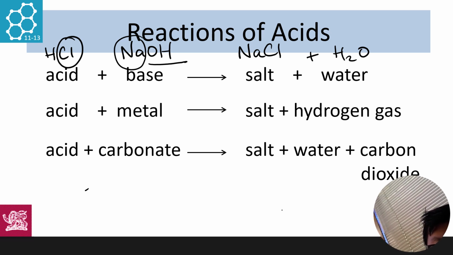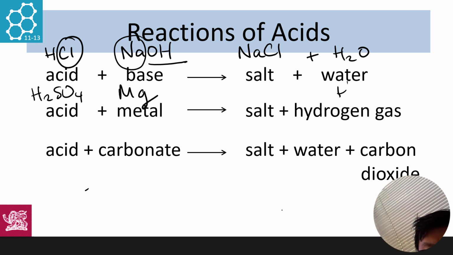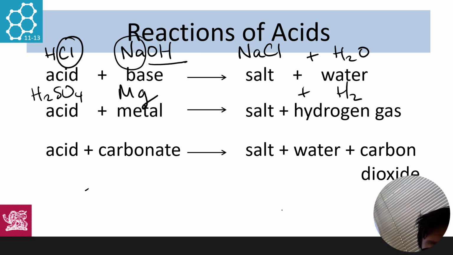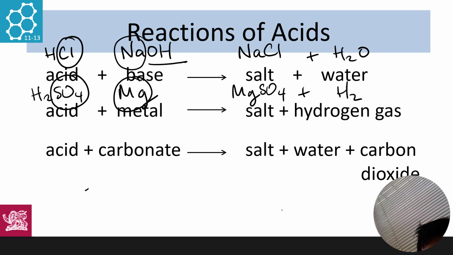Okay, so let's use a different acid. Let's use H2SO4. What metal? Let's use magnesium. Hydrogen gas is just H2 in its molecular form. It's always H2 in its everyday form. So the salt would be the metal, and the other bit of the salt will be the part that's not the protons from the acid. And I'll give you another example.